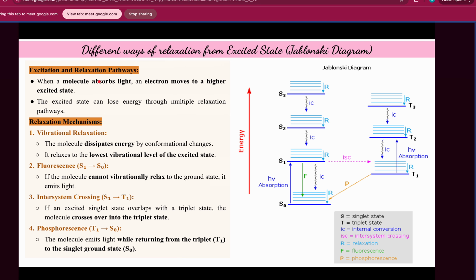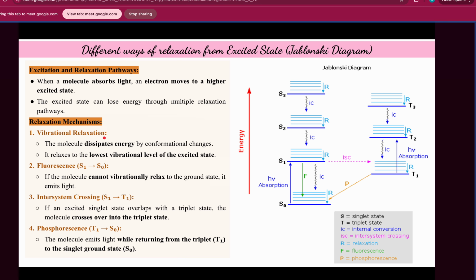So now we will study excitation and relaxation pathways. When a molecule absorbs light, the electron moves to a higher excited state. As you can see, from the S0 state, it can move to S1, S2, S3. These are higher singlet states, whereas T1, T2, T3 are the triplet states to which a molecule can go. So there are some relaxation mechanisms which are present.